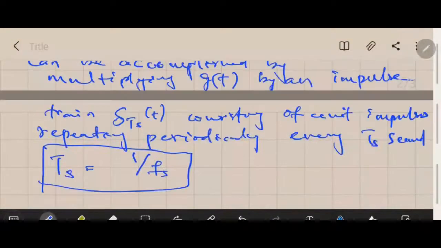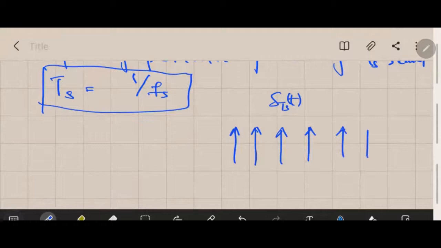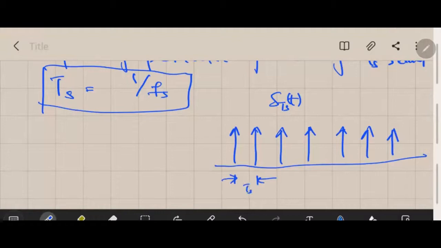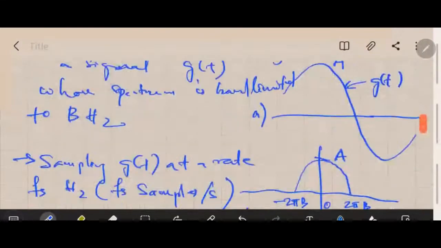So that means we will be multiplying an impulse train like this, which we will be writing as delta ts of t, and it will look like this. These impulses are exactly located ts seconds apart. And this means this width that you see here is ts seconds. Anywhere else also, if you check, the width will be exactly ts seconds.